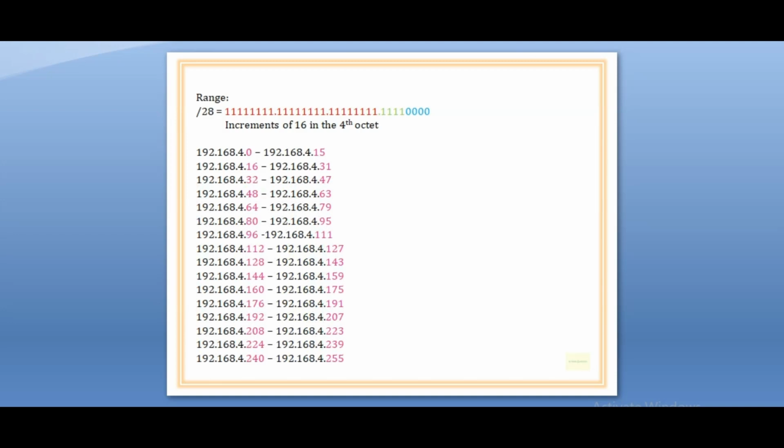Now let's find the number of hosts in each of these subnets. Slash 28 has 4 host bits available, that is the blue portion. So 2 raised to 4 minus 2 gives us 14 usable addresses, the ones that can be assigned to hosts. And 2 raised to 4 gives us 16 addresses in total, including the network and the broadcast address.